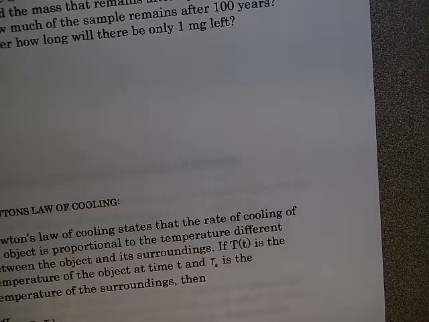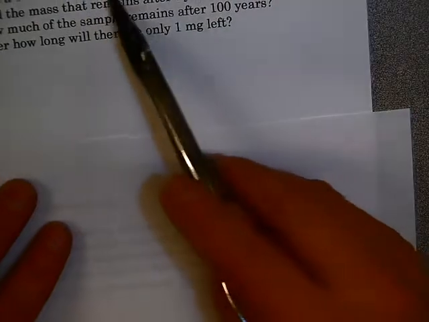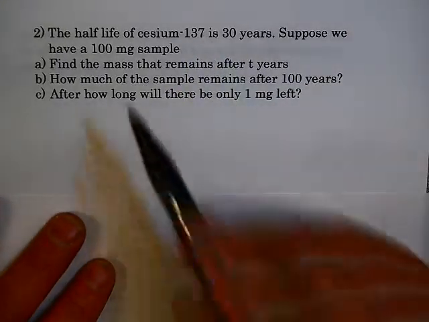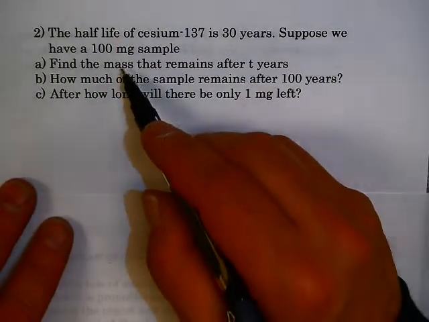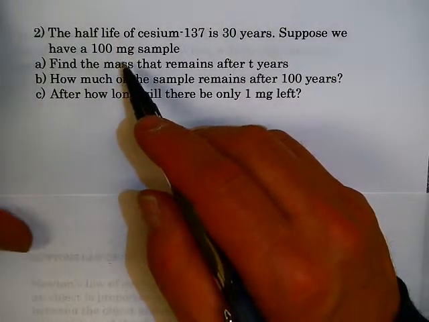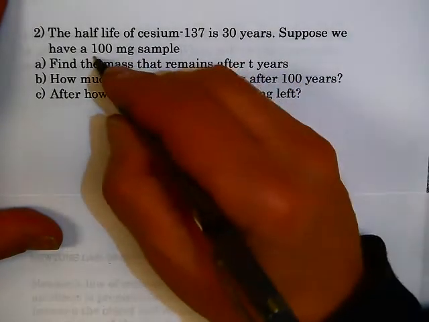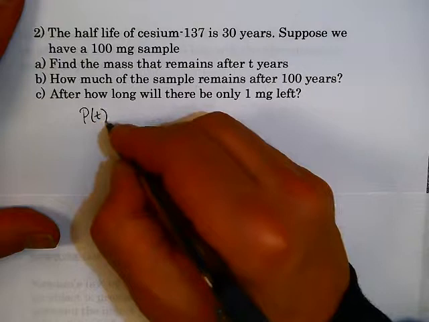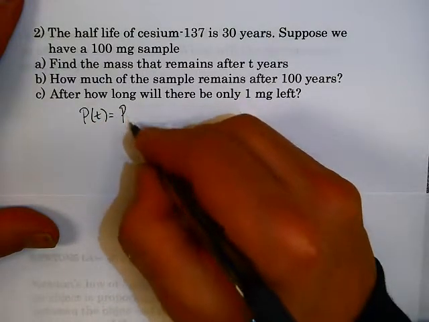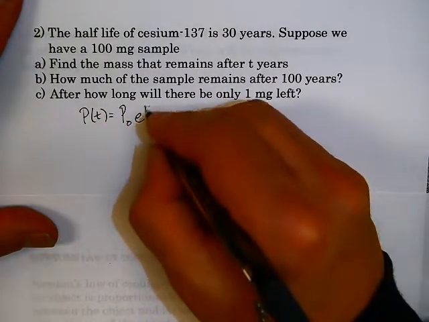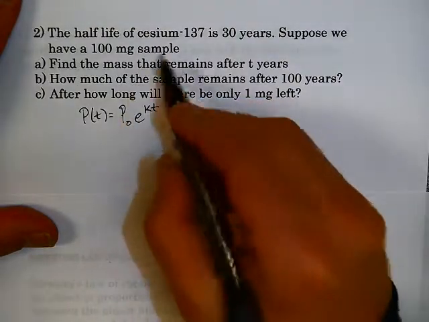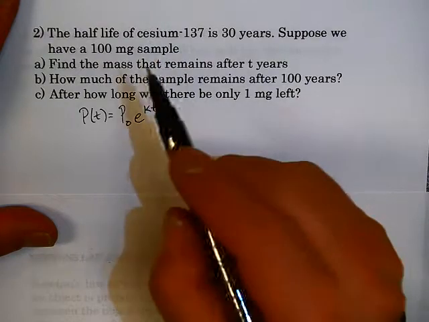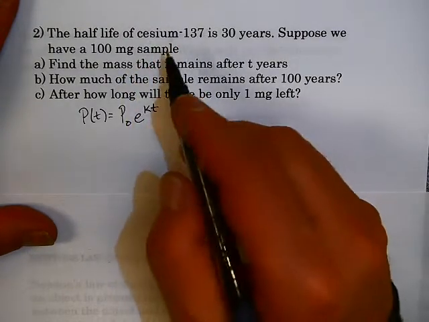So here's a half-life problem. The half-life of cesium-137 is 30 years. Suppose we have a 100 milligram sample. Find the mass that remains after t years. Well, in this case, the amount is equal to the initial population times e to the kt, because again, this is a half-life or radioactive decay problem. We know that that satisfies the law of natural decay.